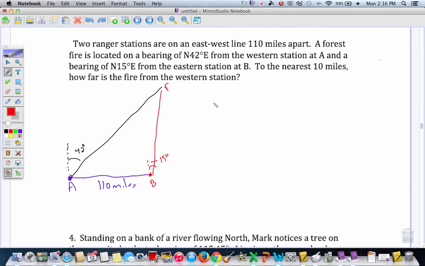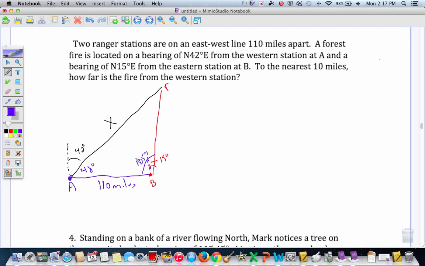To the nearest 10 miles, how far is the fire from the western station? So we're trying to find this value right here. As we look at our triangle, one big thing to note is this is a north-south line right over here, and this is an east-west line. So if this is 42, this angle in here is complementary. It is 48 degrees. And then if this angle here is 15 degrees, this is a north line. I have a right angle here, so this entire angle for our triangle is 105 degrees.